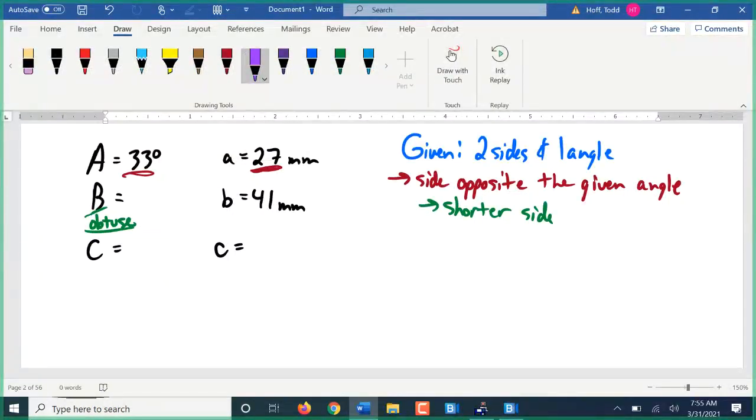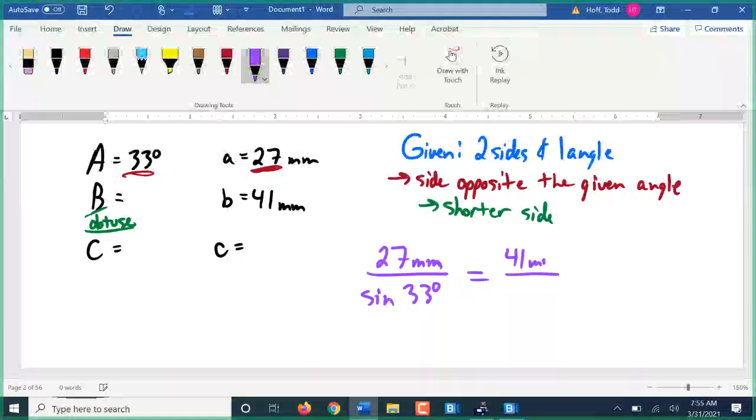When I set up my law of sines, I have my 27 millimeters over sine of what? 33 would be the opposite angle, yep. Equals 41 millimeters over sine of B. Now we are going to cross multiply and divide to find the sine of B.